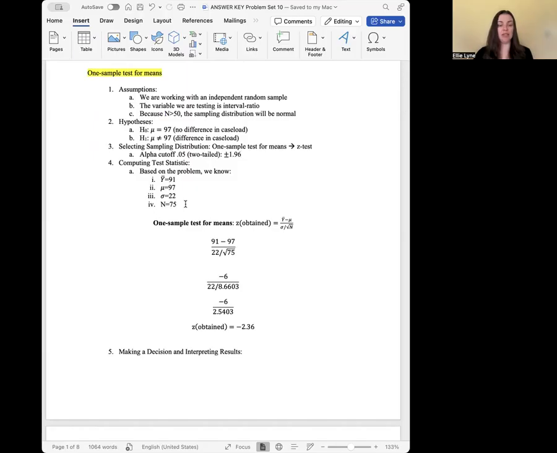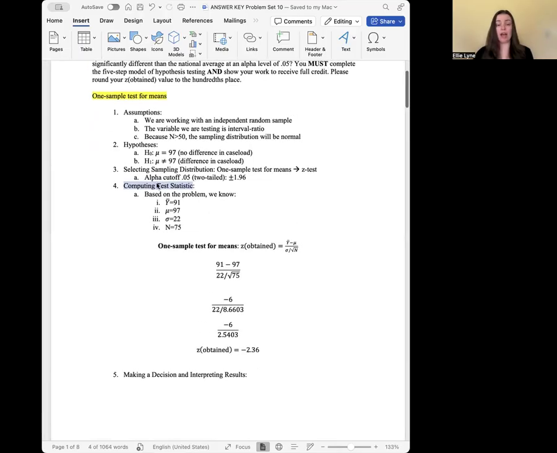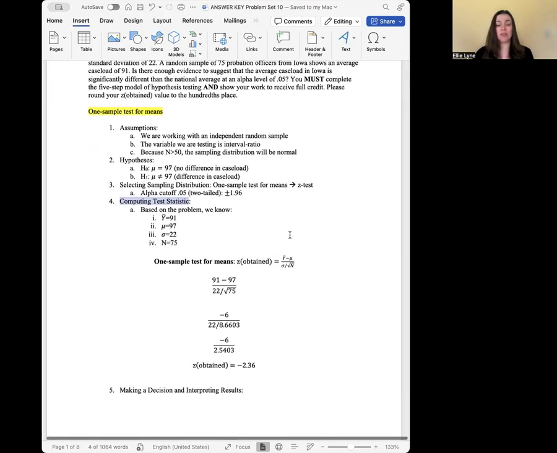All right, let's move on to step number 4, computing our test statistic. I always like to write out what information I need from the problem itself to solve it based on my base formula here. So I know for a one sample test for means that I need my sample average, my population average, the standard deviation for the population, and my sample size as well.